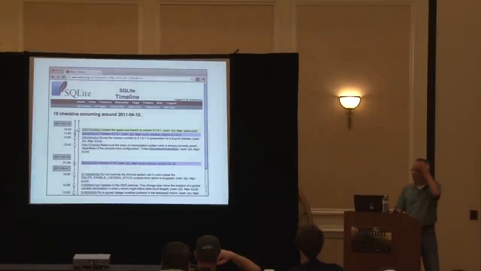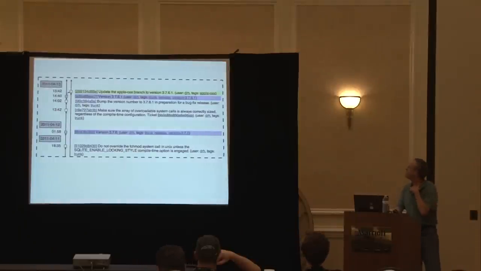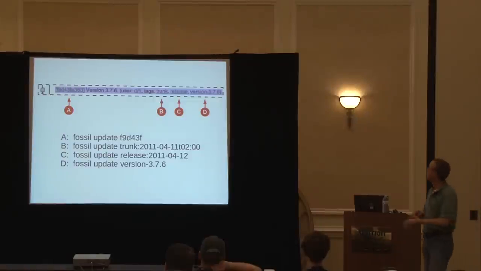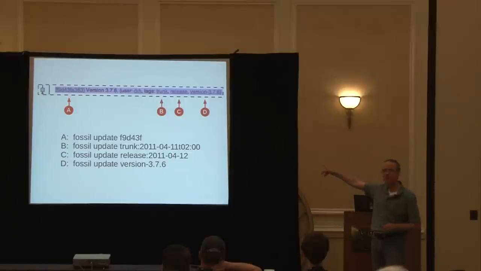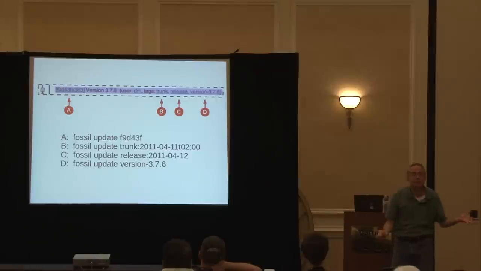So here's an example. Suppose I wanted to check out that release there in the middle. I've got a couple of blow-ups of this page because I had previously assumed that we'd have a low-resolution projector. But here on this one line on the timeline, we've got version 3.7.6 of SQLite, and I've identified four different names by which I can call this. I've got the first 10 characters of the SHA-1 hash there at the beginning, version A, and so I could do a fossil update, and I just use the first six characters, which is unique. And that would take me immediately to that checkout.